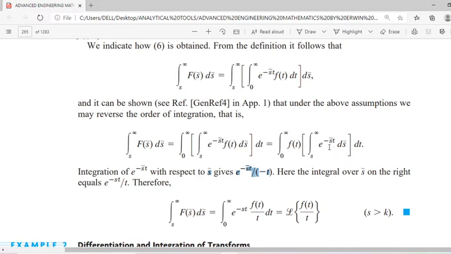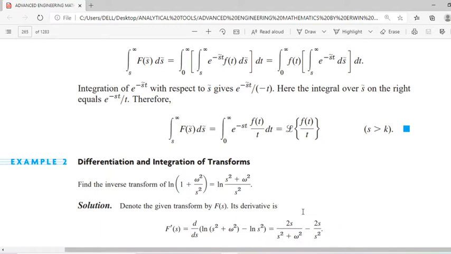We can substitute the range from s to infinity. When we substitute infinity, it will become 0. When we substitute s, it will become e raised to minus st by minus t, and also we have one minus sign, so that will get cancelled and it will be plus sign. So f of t by t dt. So this can be represented like this, L of f of t by t, okay.